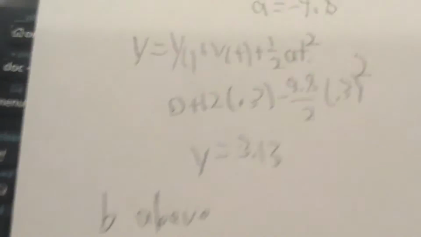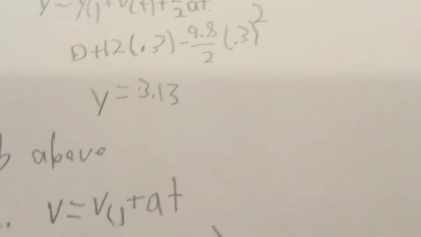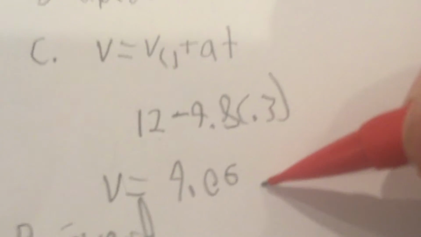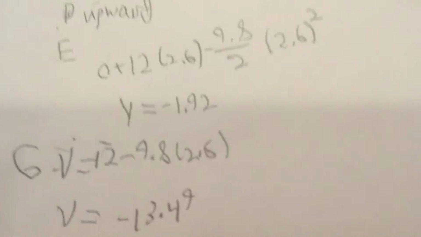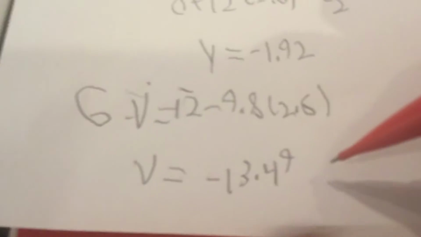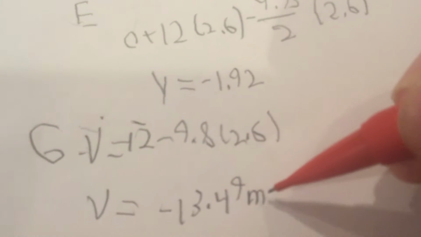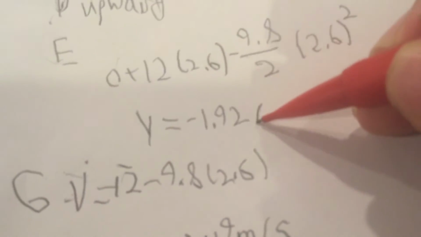And by the way, I didn't state this, but part A was in meters. Part C was in meters per second. Part G was in meters per second. Part E was in meters. Just to get our units down. Sorry about that. Now we'll go back to part I.